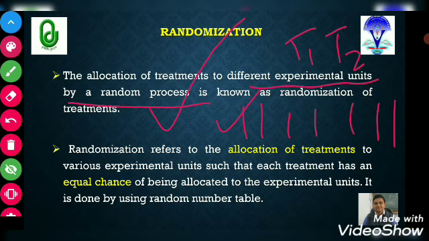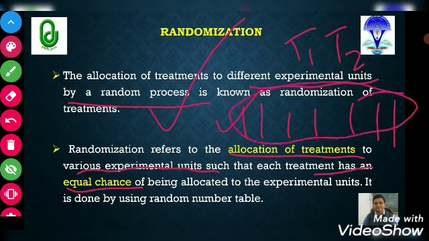So in this, if you are keeping some bias in the application of treatment, our whole experiment will fail. That is why the second principle of design of experiment is randomization. Randomization in what? Randomization in the allocation of treatment to different experimental units by a random process. So randomization refers to allocation of treatment to various experimental units such that each treatment has an equal chance. This process of randomization should be random.